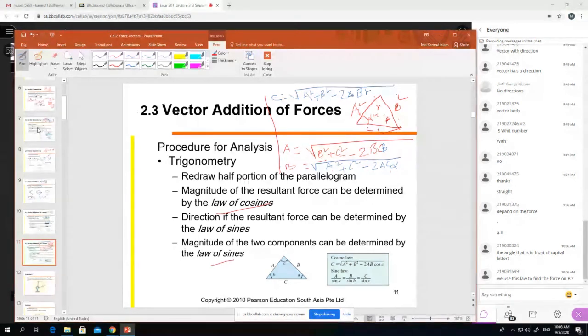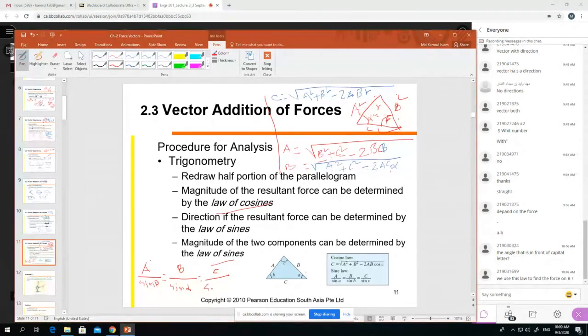Now I write it down here again. The sine formula is equal to this one, equal to this one, right? First we have side A divided by the sine of this angle, sine beta, equal to side B. This is side B, so the opposite angle is alpha. So we write sine alpha equal to C.